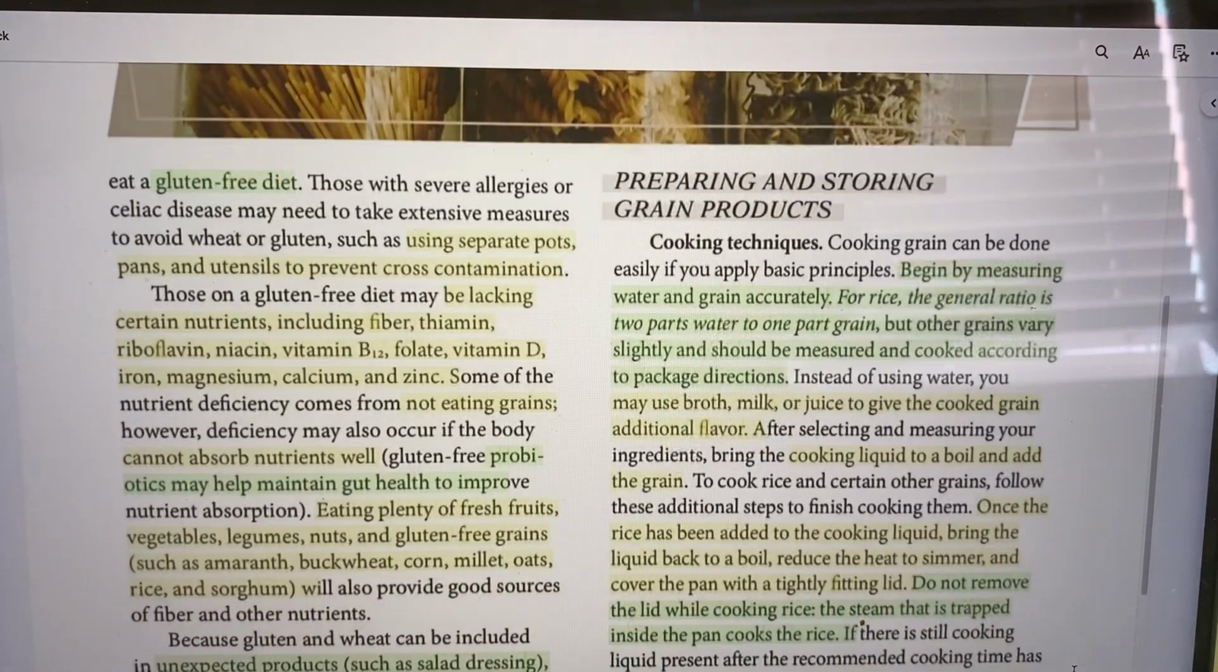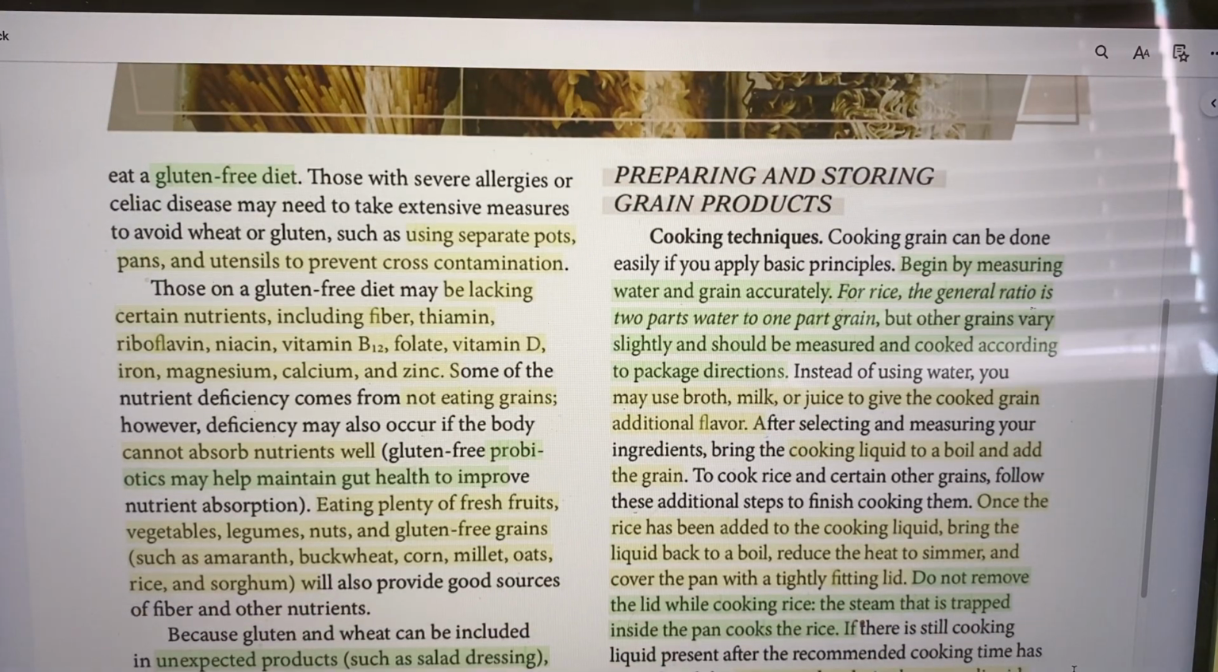So preparing and storing grain products. Cooking grain can be done easy if you apply basic principles. You begin by measuring water and grain accurately. For rice, the general ratio is 2 parts water to 1 part grain. So if you have a cup of grain, you're going to want 2 cups of water. But other grains vary slightly, so you should measure and cook them according to their package directions.